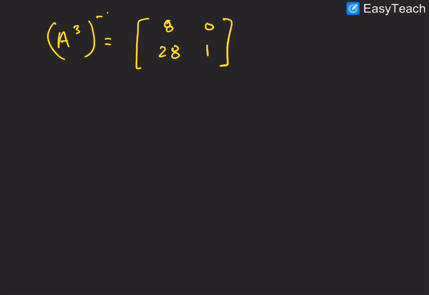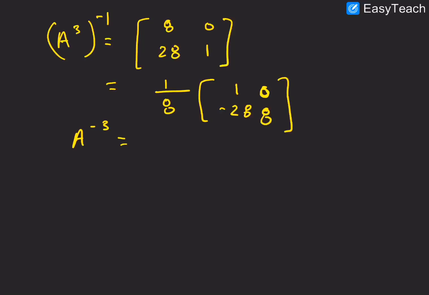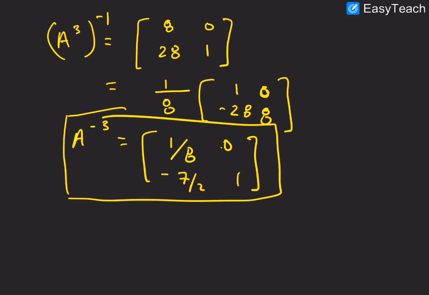So let's take the inverse of this. And then we will get 8 times 1 minus 0, which is just 8. And then we have to flip A and D, change the signs for B and C. Negative 28 and 0. I was going to put negative 0. Then we get A to the minus 3 is equal to 1/8, 0, negative 7 over 2, 1. And that's how you do that. Ta-da.